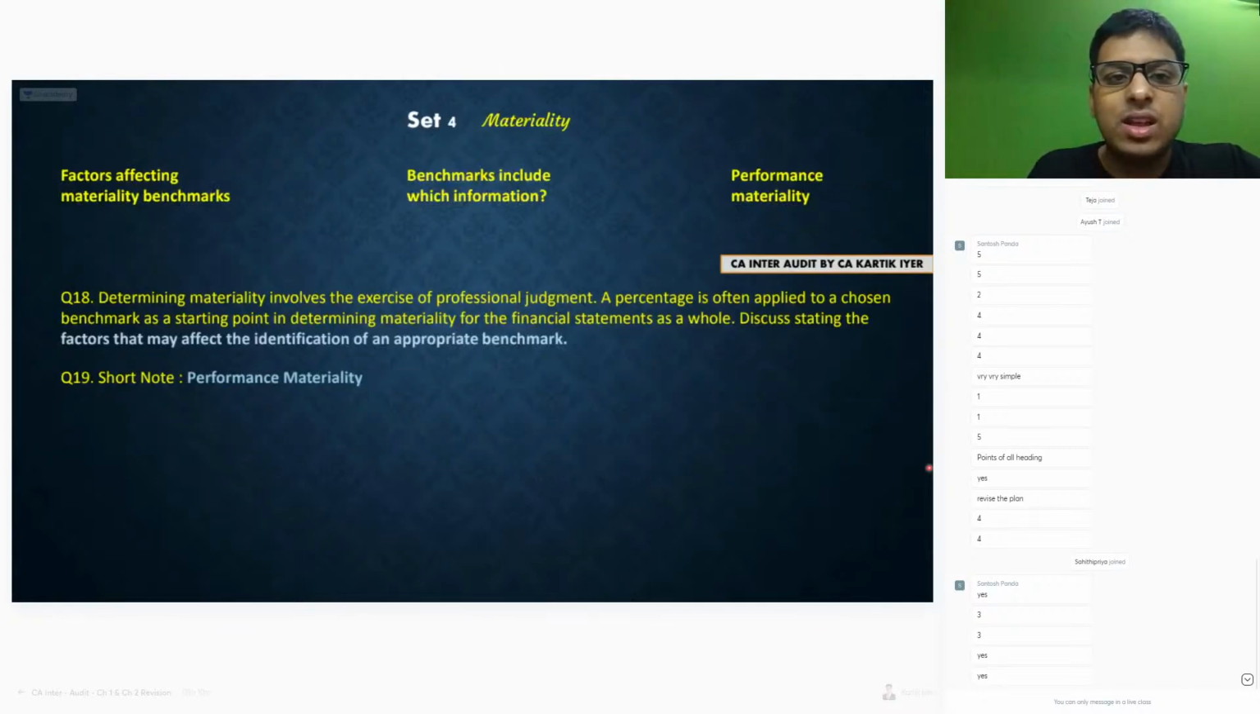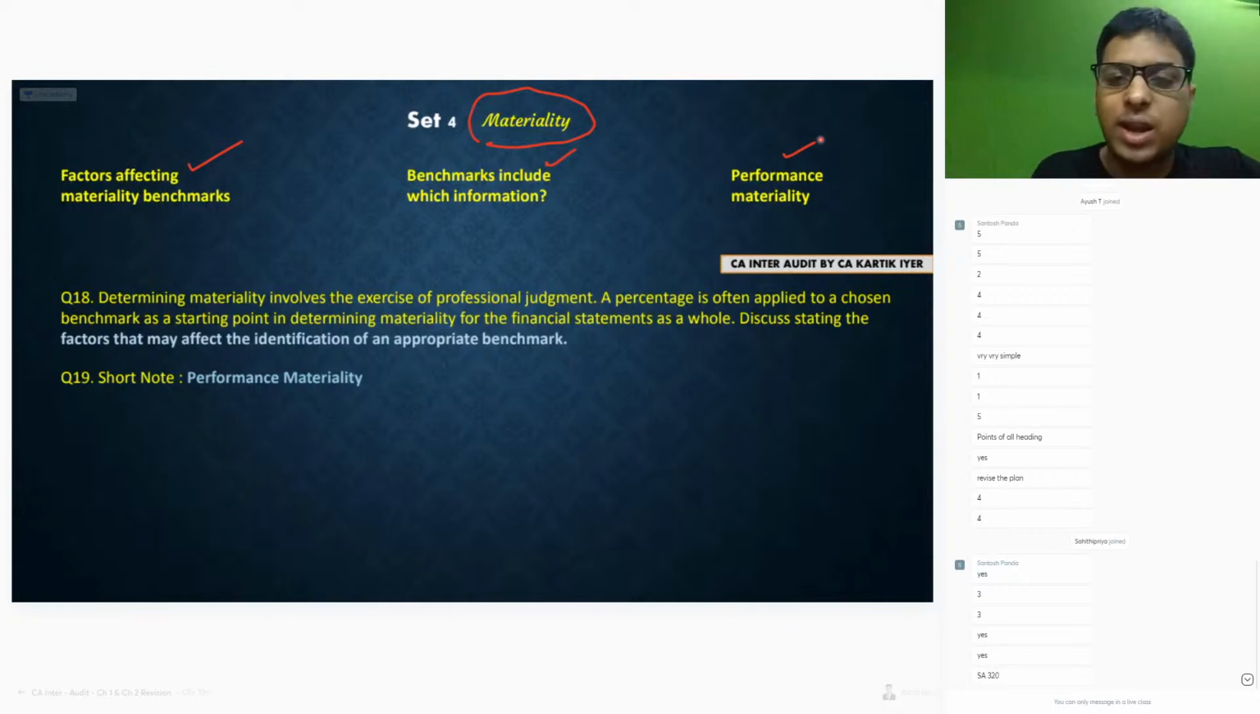Okay. So the last part, that is factors affecting materiality benchmarks. Materiality includes which information? Benchmarks includes which information? Now this part is in relation to materiality. And last in the end you have performance materiality. Now only 2 things have been asked from this part till now in the ICI material. That is factors that may affect the identification of appropriate benchmarks. That is basically answer number 1.